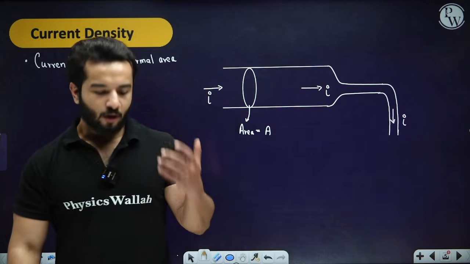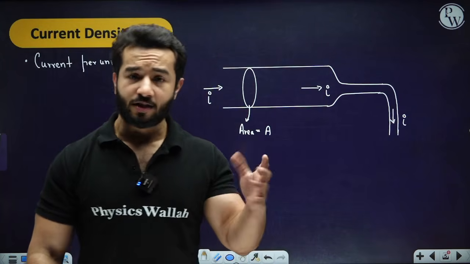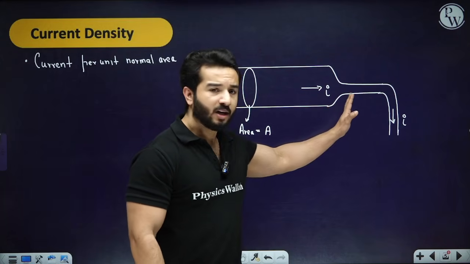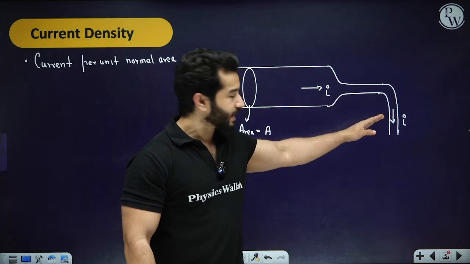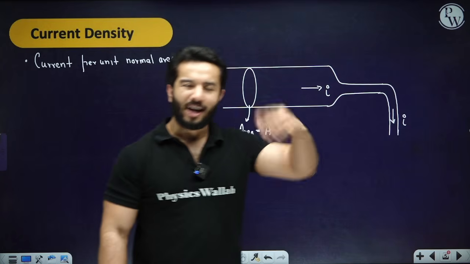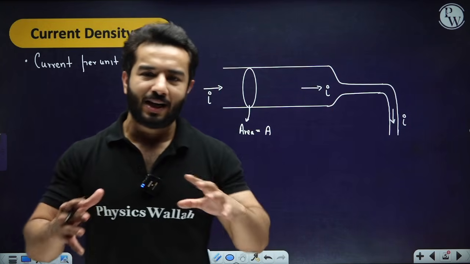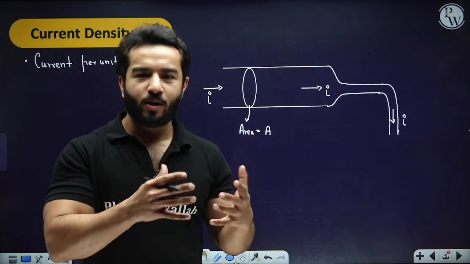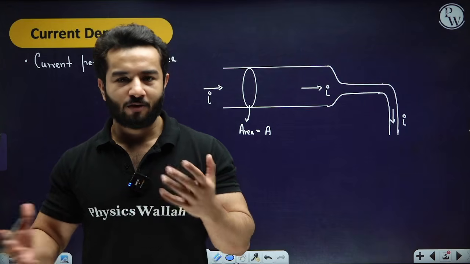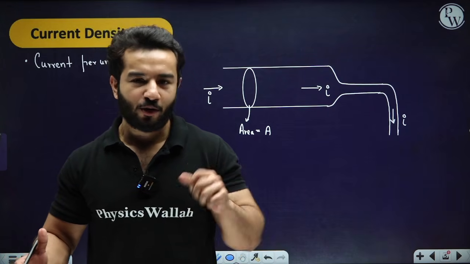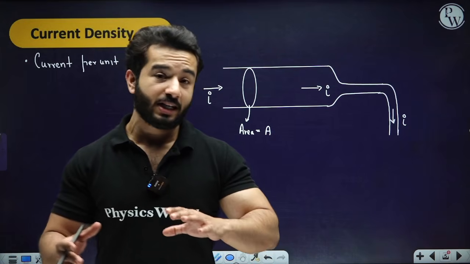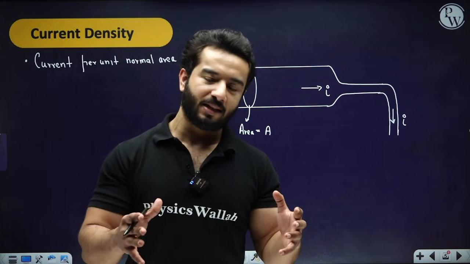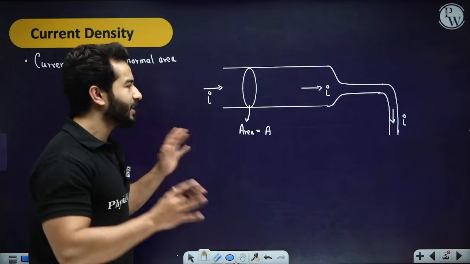Why is that? Because current is the rate of flow of charges. The number of charges passing through this point will be exactly equal to the number of charges passing through this point per second, and the same for this point as well. Why would the number of charges change? It will change only if you increase the number of charges, and we are not doing that, or if someone takes some charges out of the wire, and neither is this happening, right? So we are going to say that the current remains the same.